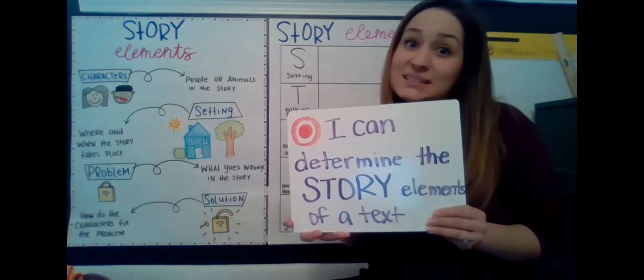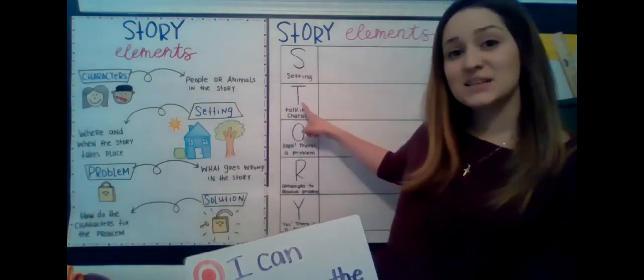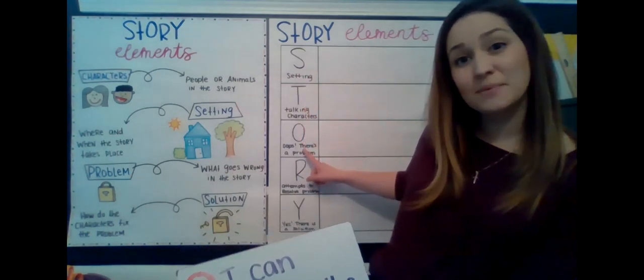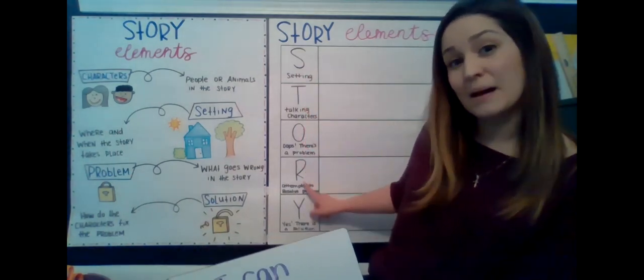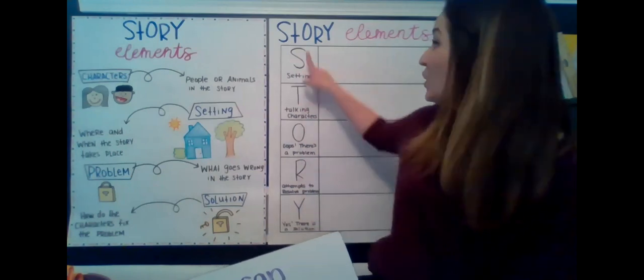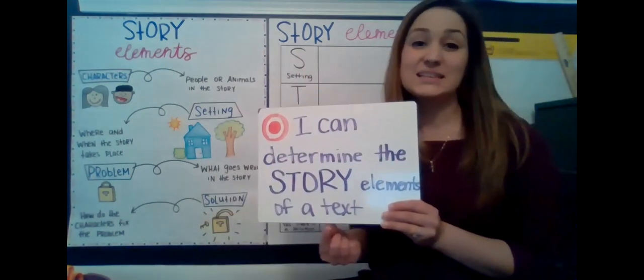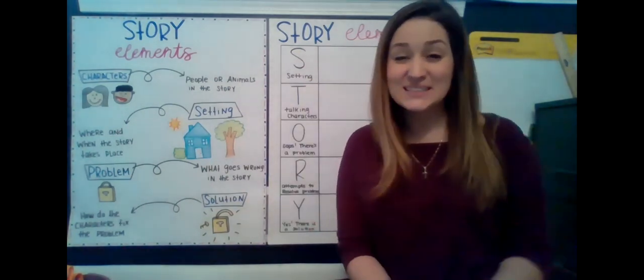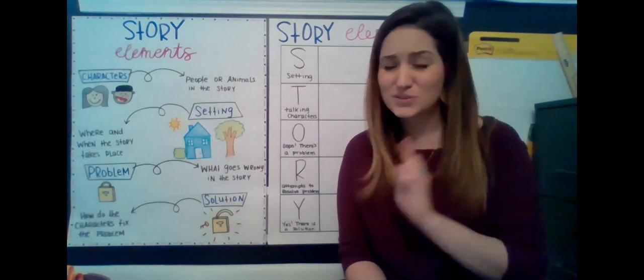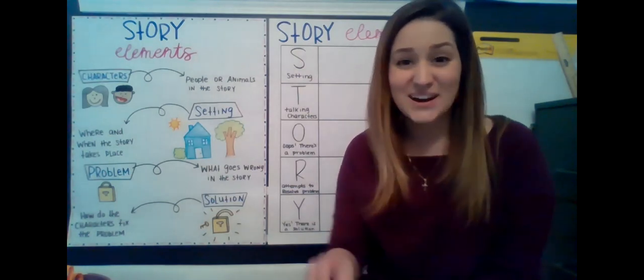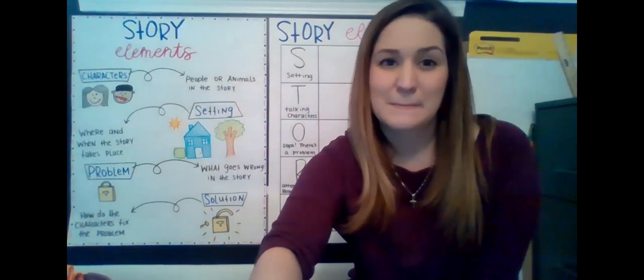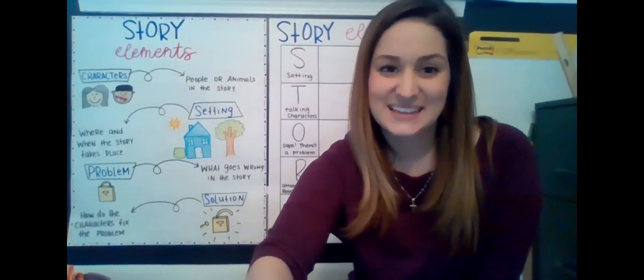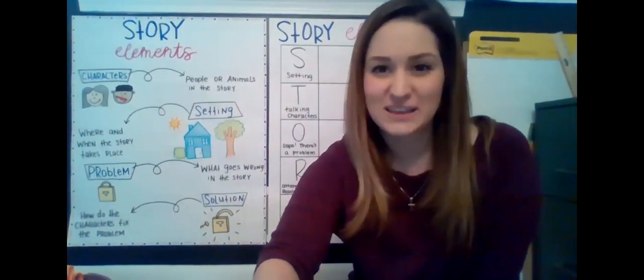Great. So we're going to decide the setting, the talking characters, the problem, the attempts to resolve the problem, and yes, there's a solution. We're going to decide all of these things in the text, Officer Buckle and Gloria. So let's watch it one last time. This story is so wonderful, and then we'll get started. I want to make sure you guys can hear it really well, so I'm going to try that one more time.